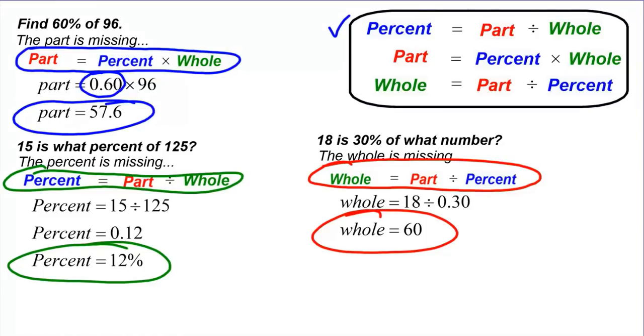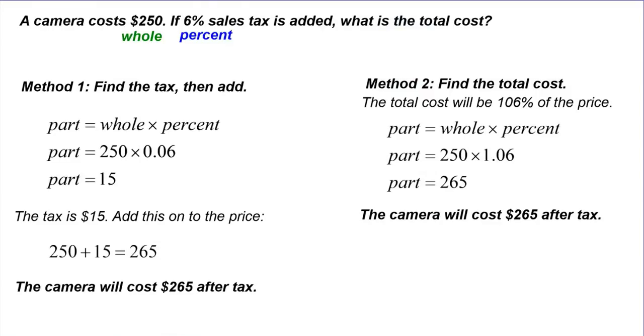So again, using the appropriate equation to solve these percent problems. So here's another problem we can solve using the percent equation, and a couple of different ways to do it when it comes to tax. I want to talk about tax and percents because that's a very common occasion where we're going to run into percents. A camera costs $250. If 6% sales tax is added, what is the total cost?